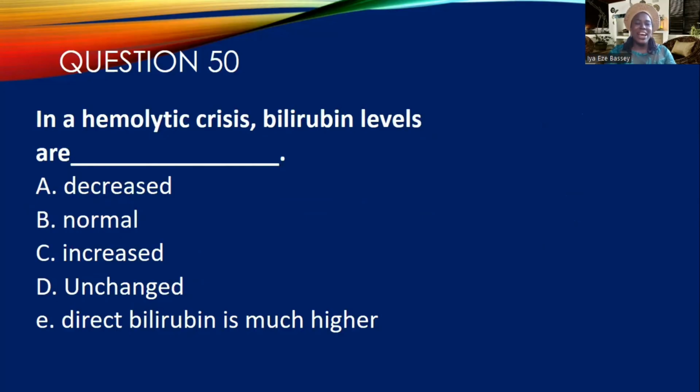In a hemolytic crisis, bilirubin levels are A, decreased, B, normal, C, increased, D, unchanged, E, direct bilirubin is much higher. In hemolytic crisis, you are going to have a lot of red blood cells lysing. So what do you think will happen to bilirubin levels? These are end products of red blood cells. They will be increased. Okay, so that is my final question.